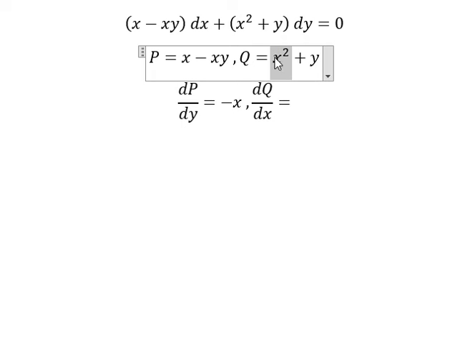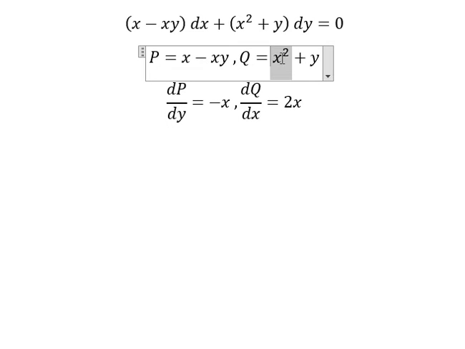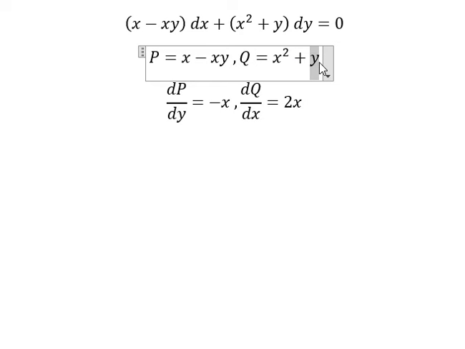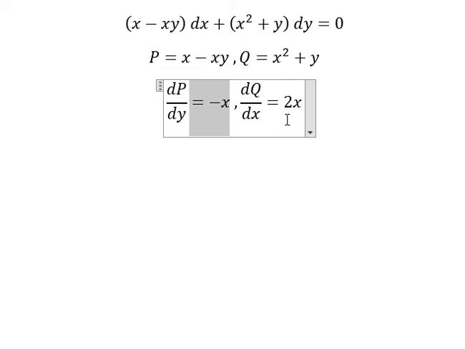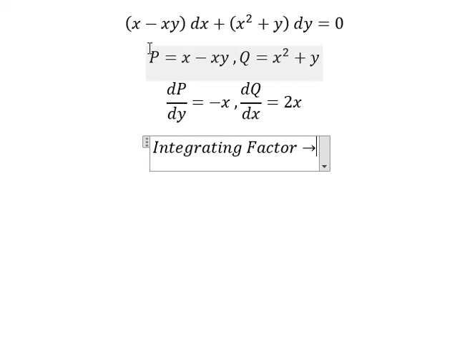Next, we need to do first the derivative of q with respect to x. So we have only this one. So we have 2x because first the derivative of x squared, we have 2x. This one we don't have x, so you got 0. We see that this one is not same with this one. So we can use about integrating factor because we want to transform this one into exact.